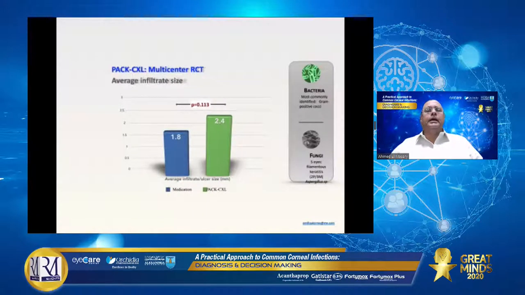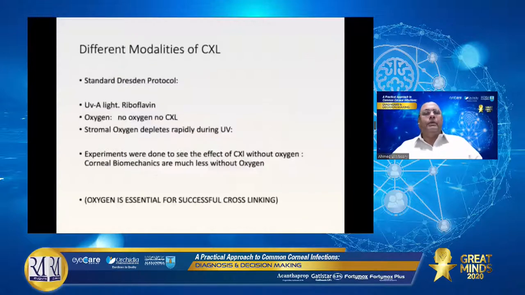Simply, they did a study to compare which is more responding to treatment. Definitely, the smaller the size of the ulcer, the better the result will be. For ulcers of 1.8 millimeter, the treatment will take a shorter time than with larger ulcers. The bacterial and fungal, both of them work efficiently, and even in the mixed cases and in the acanthamoeba cases.